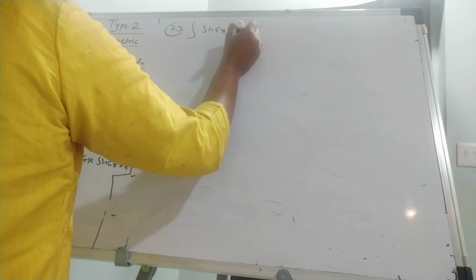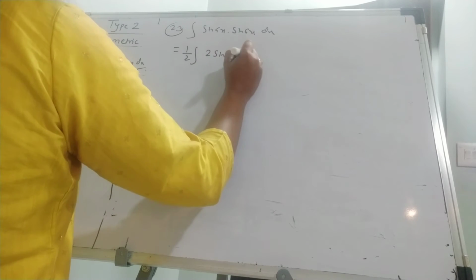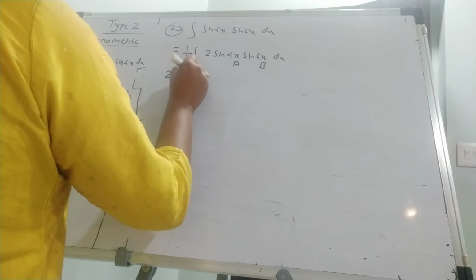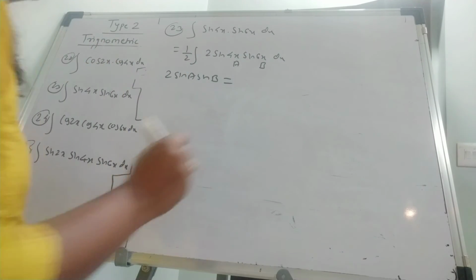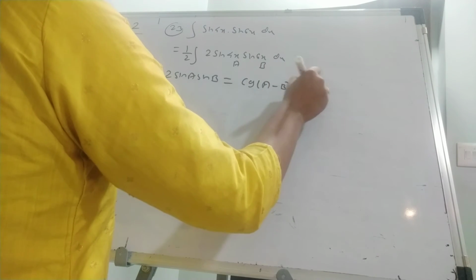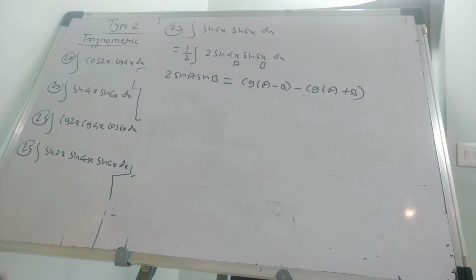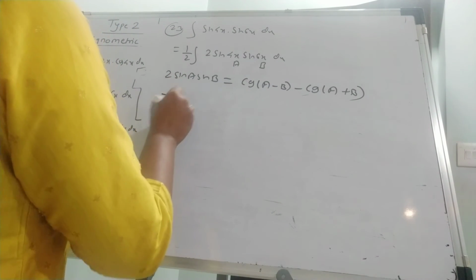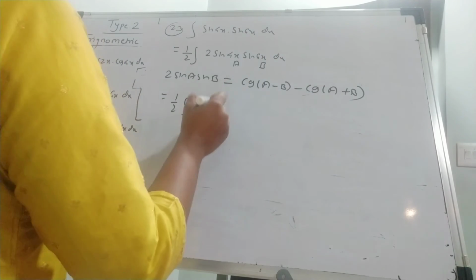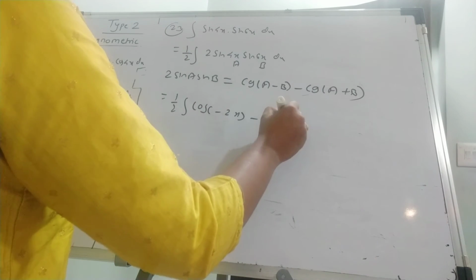Sine of 4x into sine of 6x. Now in this case, we'll multiply and divide by 2. So this is 2 sine A sine B. Formula is part पाहिजे आपले. 2 sine A sine B is cos of A minus B minus cos of A plus B. So we'll use this formula here. So it is cos of A minus B, 4x minus 6x, it is minus 2x. A plus B, 4x plus 6x, it is 10x.